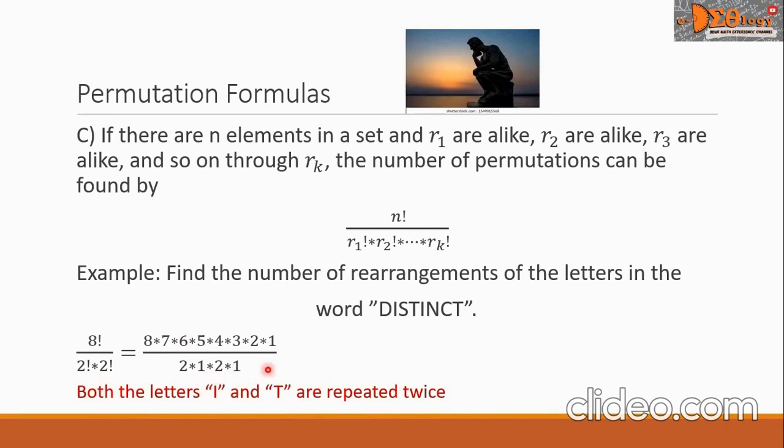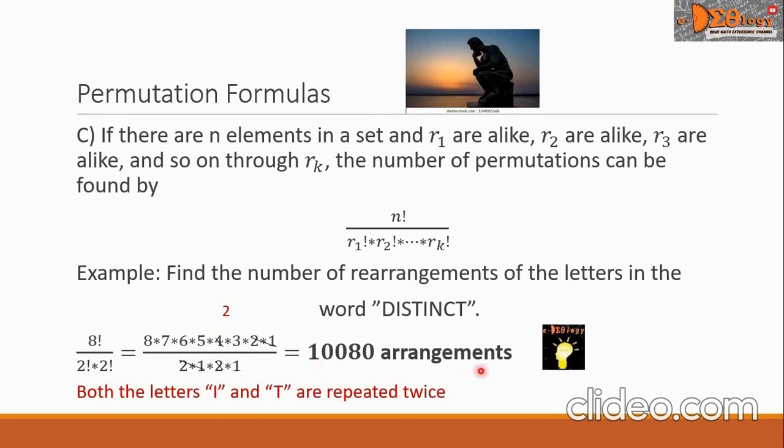To simplify further, we can cancel this 2 times 1 with this 2 times 1 here. And this number 2, we can cancel with number 4, and the number 4 becomes 2. And another number 1 is in the denominator that we can simply ignore. Now let us multiply 8 times 7 times 6 times 5 times 2 times 3, and the product is 10,080. And this is the number of arrangements. This is our final answer.